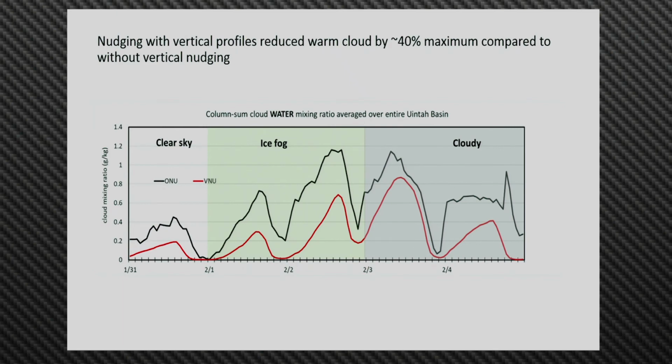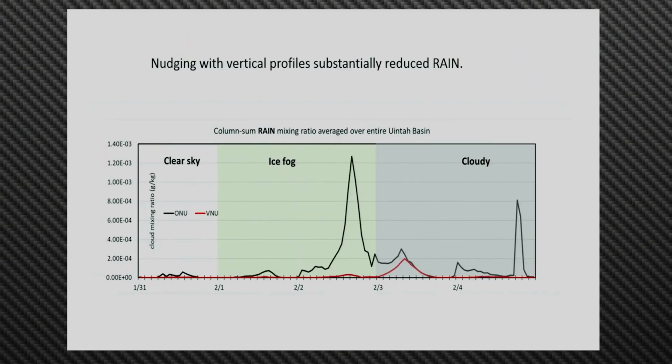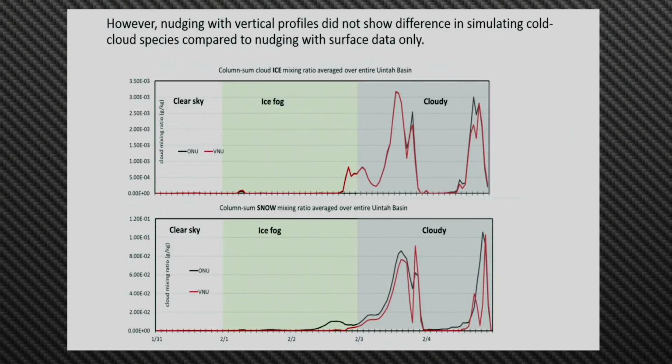And as you can see here is the comparison between the run with the nudging with the surface only and another run called Venus, which is the one with the combined surface and vertical profile nudging. You can see when we include the vertical profile nudging, it significantly reduces the overestimation of warm cloud, which is what we want to see. And it also reduced a lot of rain species in the simulated data. It behaves very similarly to the nudging with the surface data in terms of simulating ice clouds. So this is something that we need to work on more.